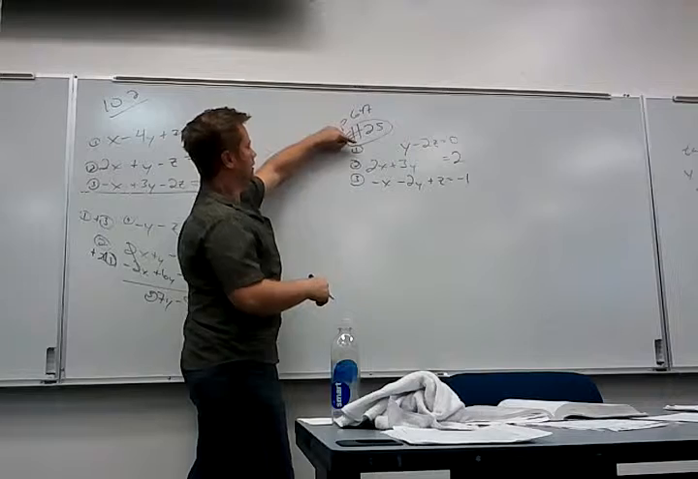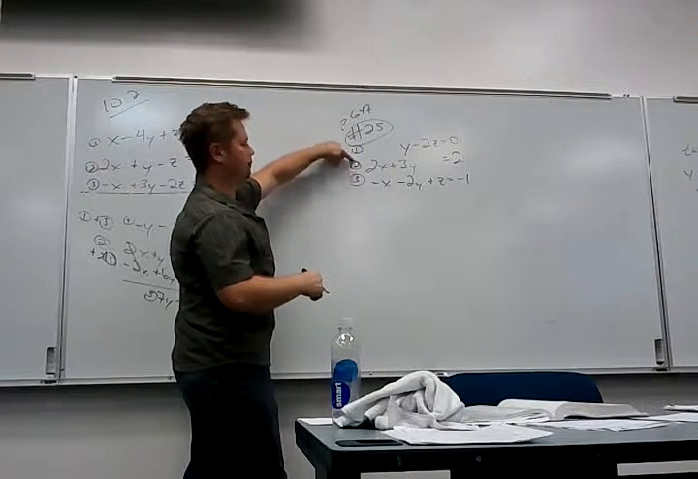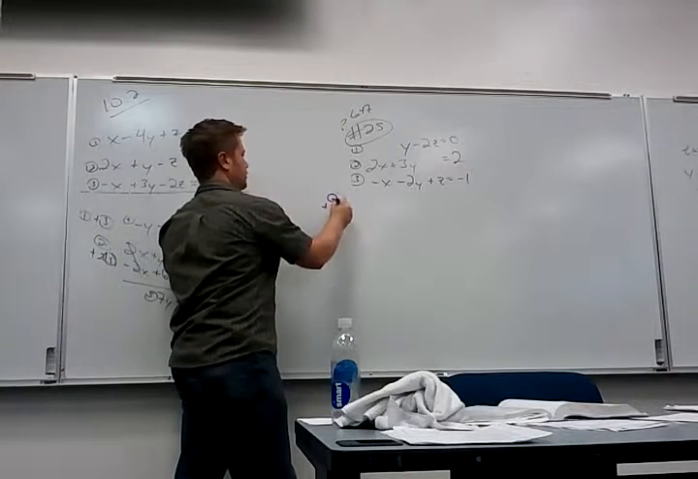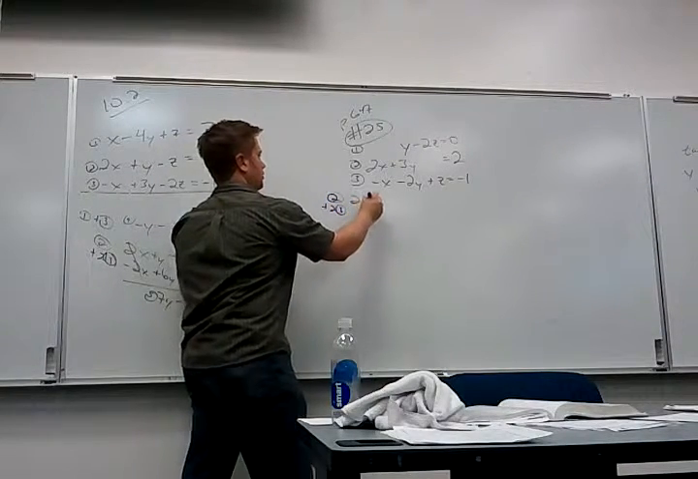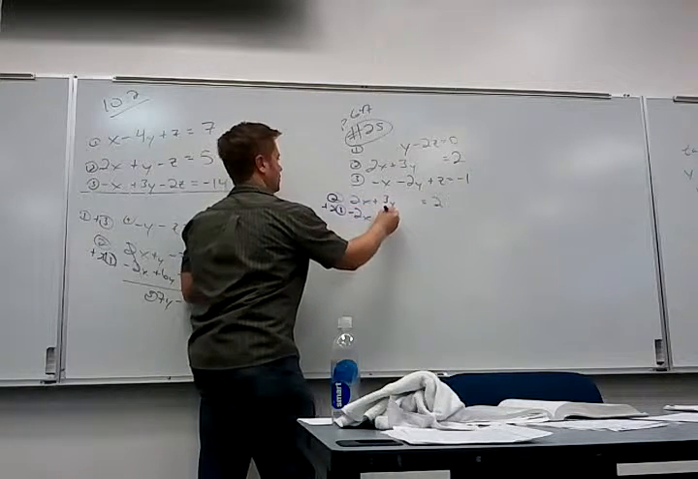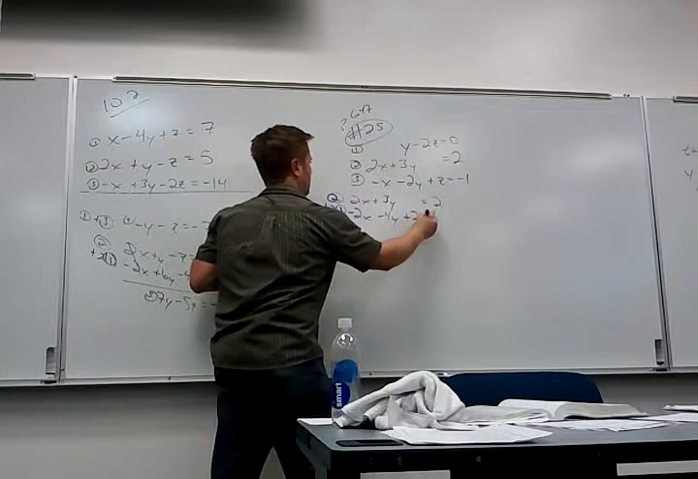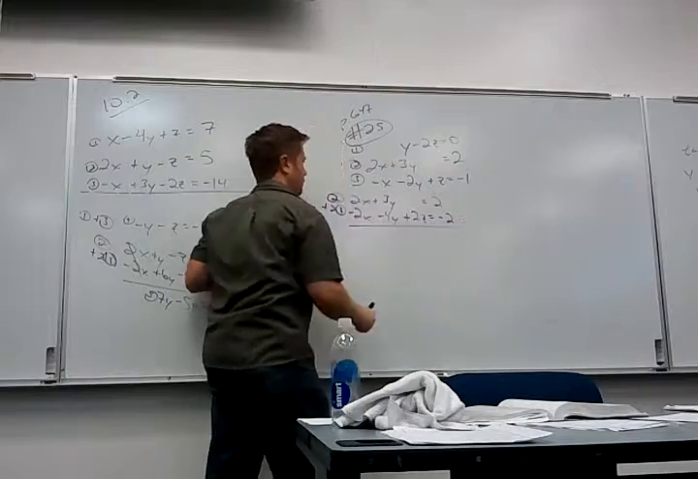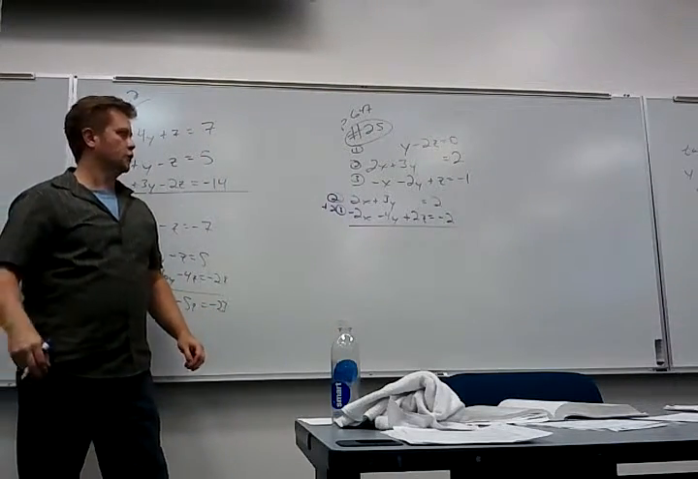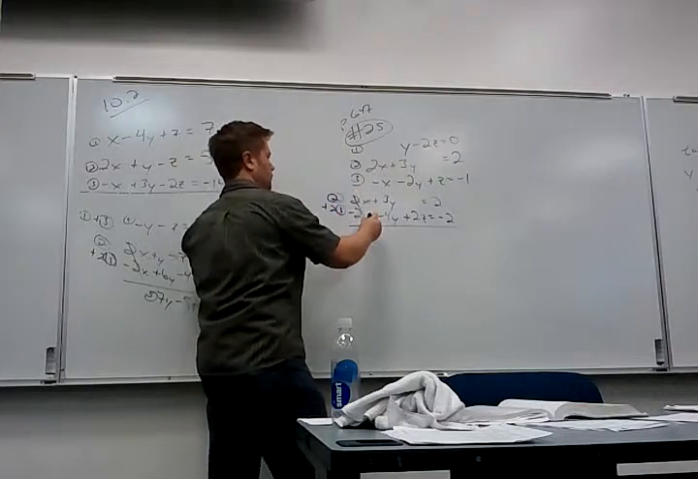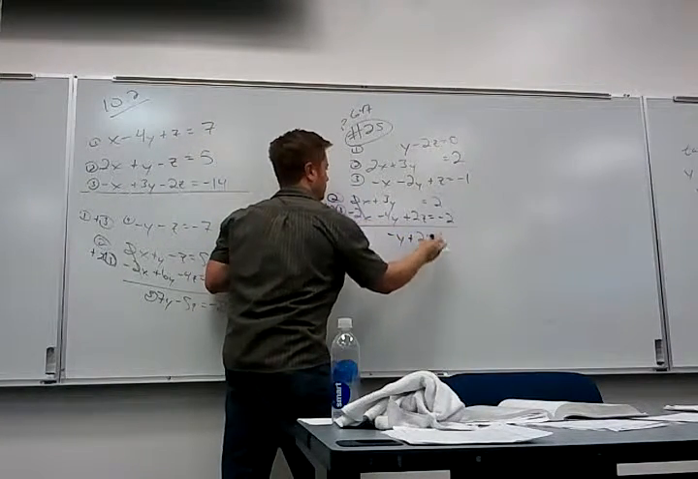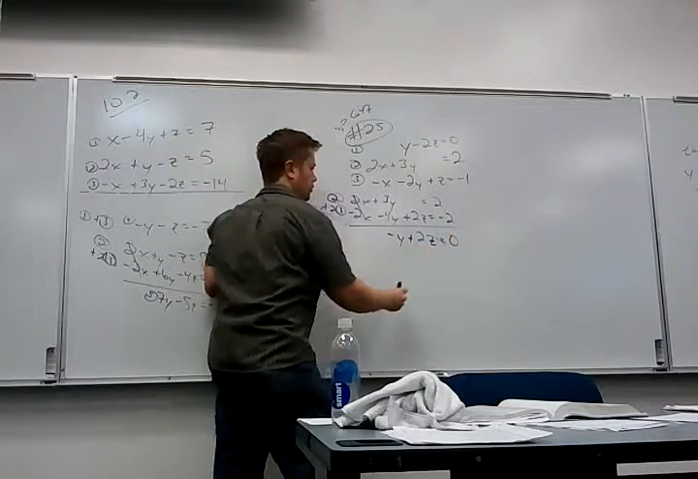So if I do leave this one alone, how can I kill x between these two? 2 plus twice 3, right? Here's 2. There's twice 3. So what do I get? Negative y plus 2z equals 0.